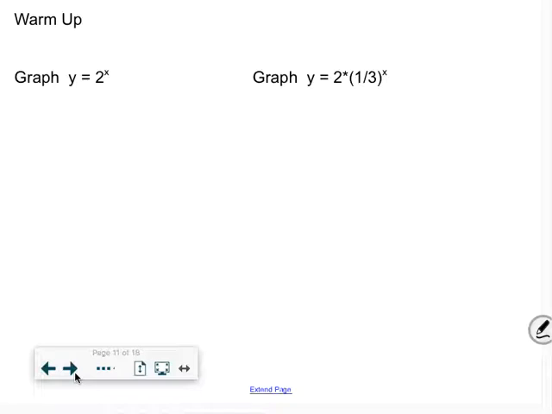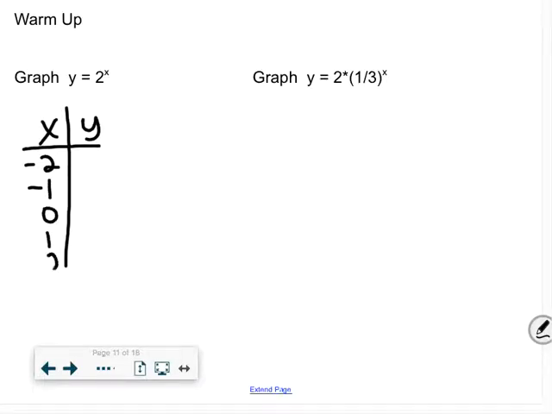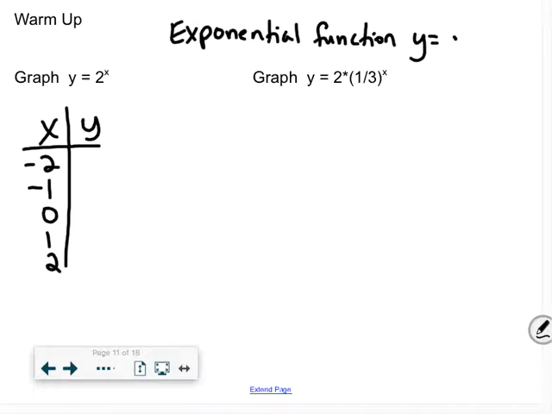If you have space or somewhere on a blank sheet of paper you want to write this down. I didn't do this yesterday, but this is what you needed to finish the notes. Yesterday we talked about an exponential function, and an exponential function looks like y equals a times b to the x.